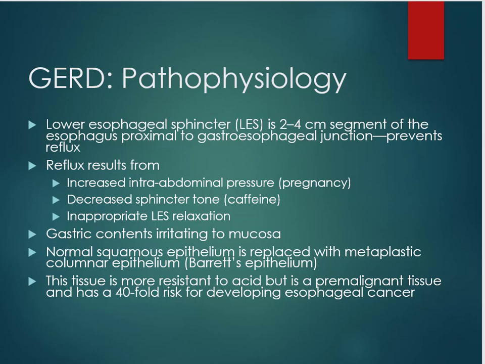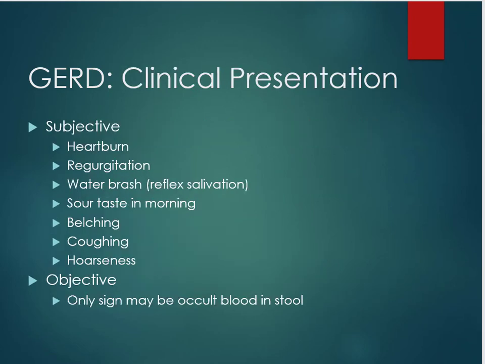We also know that the normal squamous epithelium in this area can be replaced with a metaplastic columnar epithelium, also known as Barrett's epithelium, if there's been overexposure to those gastric secretions. And this tissue is more resistant to acid, but it is also a pre-malignant tissue and has a 40-fold risk for developing esophageal cancer.